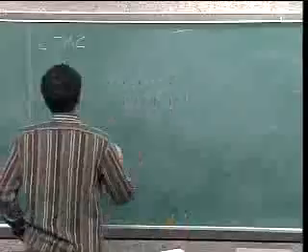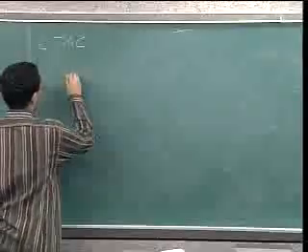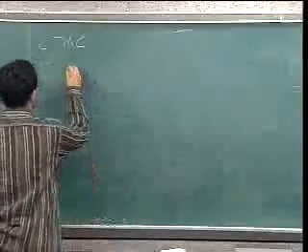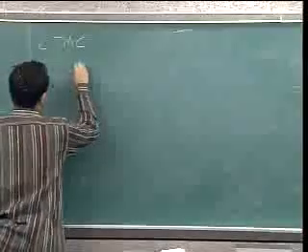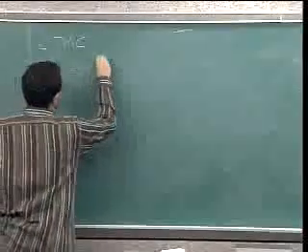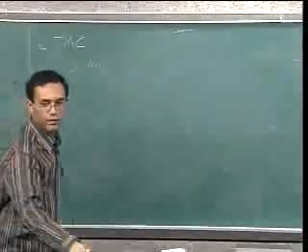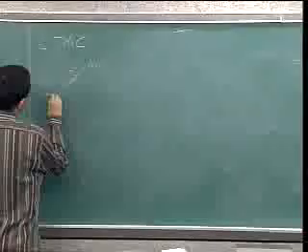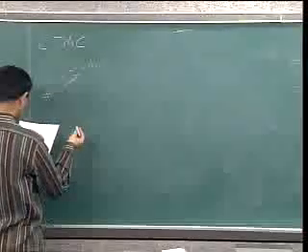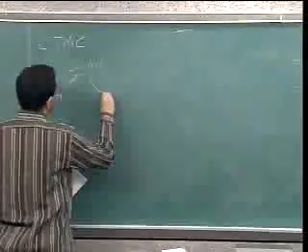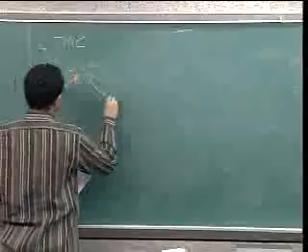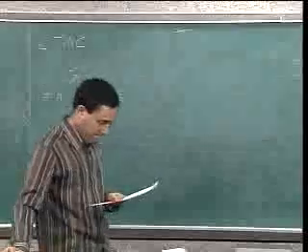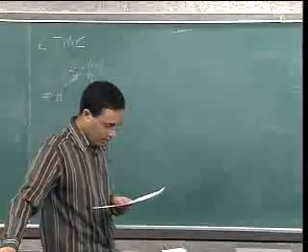So first we have to define our state space correctly. Our state space would have two components. One of them would be n, and the other one would be m. N would be the number of organisms in population A, and m would be the number of organisms in population B.